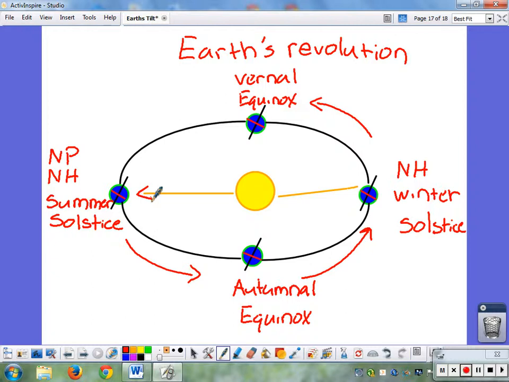Over here, in the winter, we seem to be looking down towards the sun. That appears to make the sun lower in the sky. Again, the sun hasn't changed its position, but because the northern hemisphere is tilted away from the sun, it changes position in the sky for us.